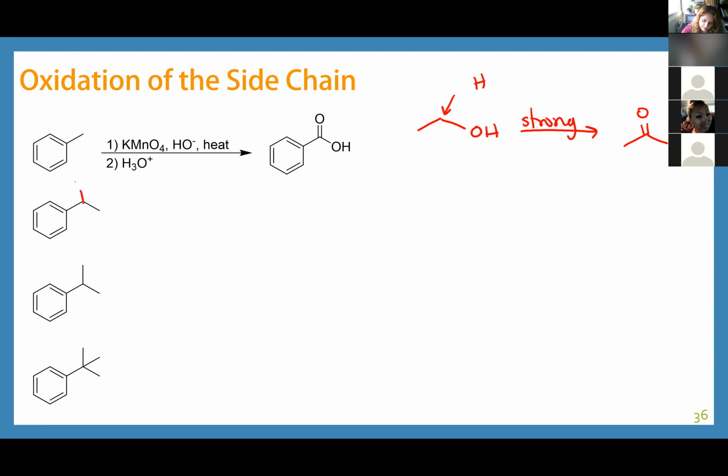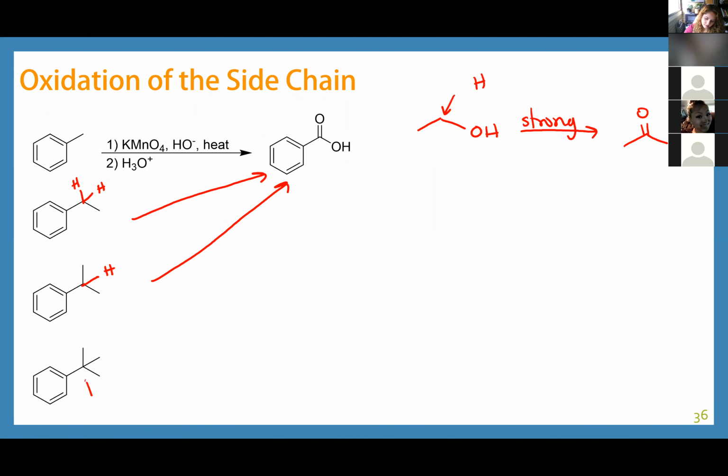As long as there is a hydrogen present in the benzylic position, when you react with potassium permanganate, hydroxide and heat and follow with H3O+, you will make benzoic acid. You're going to obliterate any other carbons that are there. So this next compound, we have one hydrogen. We are able to make benzoic acid. And notice I'm not drawing any other products. We don't care what happens to these other carbons.